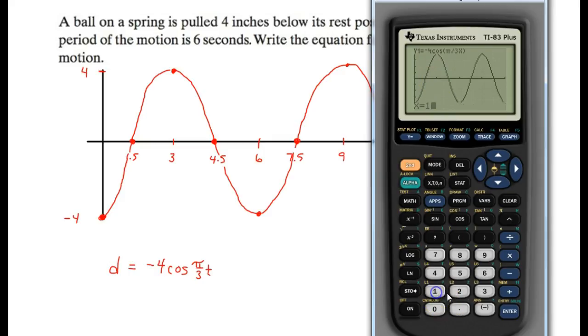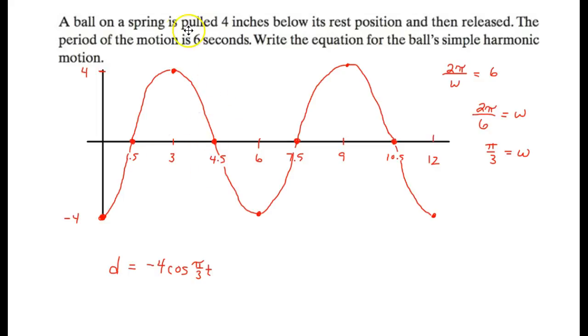So at 1.5 I should be on the midline, or at 0, equilibrium. At 3 I should be up at the max at 4. At 6 I should be back down at -4. At 9 back up at +4. And 7.5, just checking the different points so we can see that it works.